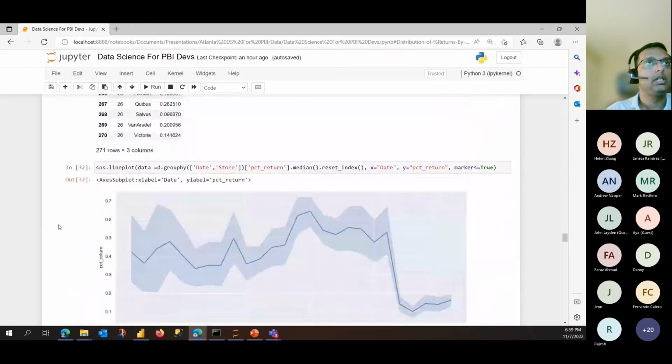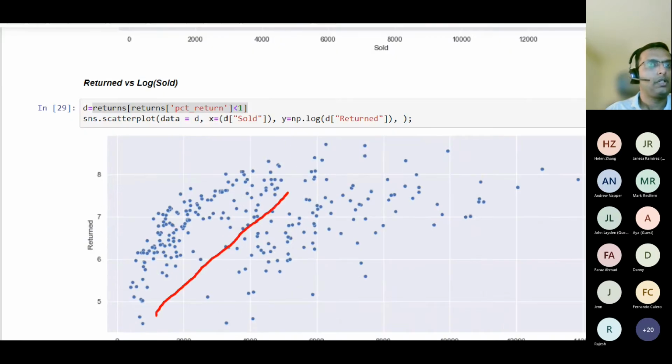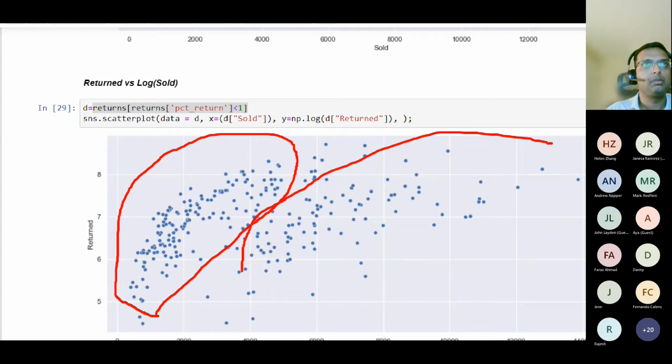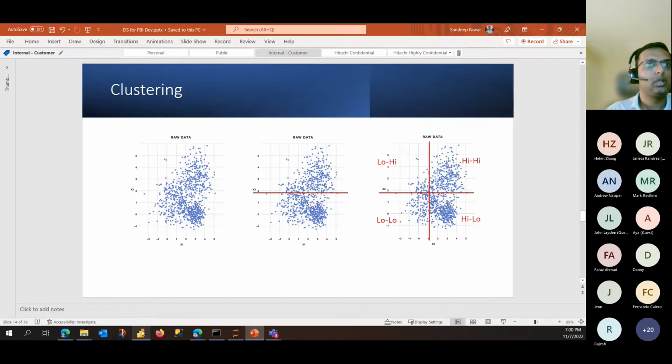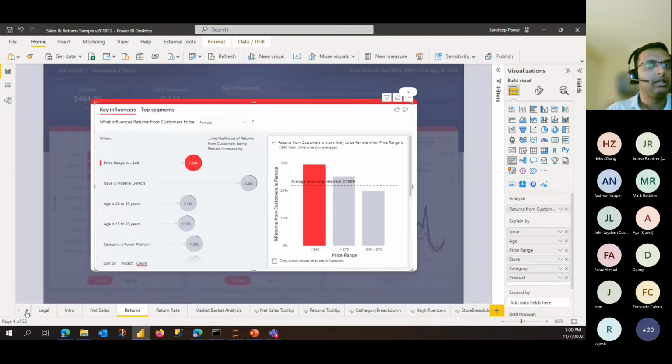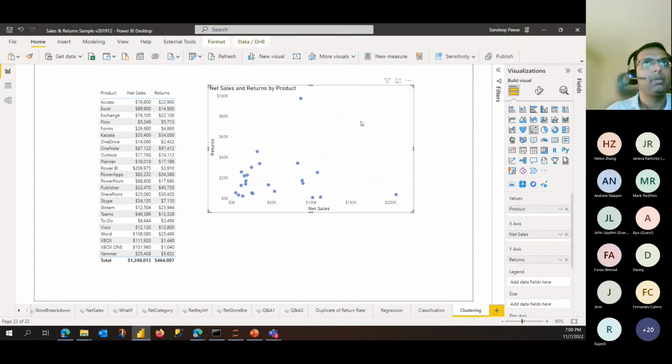Like what I showed earlier, we can see from this, for example, that when I plotted sold and return, there is a pocket of customers or stores that are over here, and then there are some stores that are over here, and they behave differently. And how you can use this in your Power BI report is if I created a clustering, and in fact, you can do clustering in Power BI. So let's go over here and I can do this exact same clustering in Power BI as well.